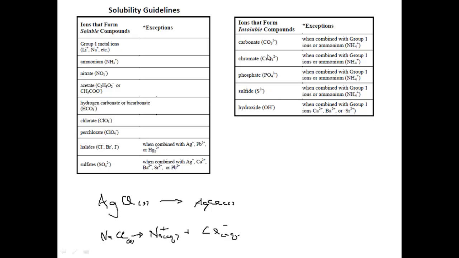Now this table is for all the insoluble compounds. So carbonates, those are always going to be insoluble unless you have the group 1 ions like potassium, lithium, sodium, or ammonium. Same with chromate, same with phosphate, same with sulfides, and then hydroxides are usually insoluble as well, unless they're with the group 1 ions or calcium, barium, strontium.